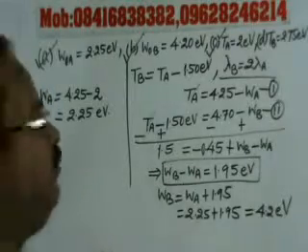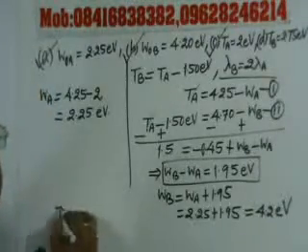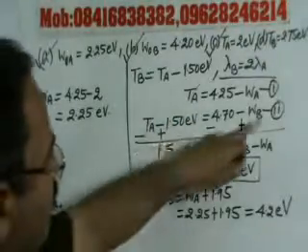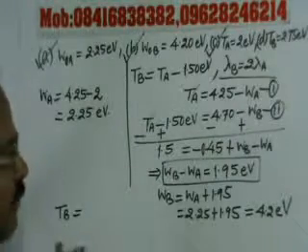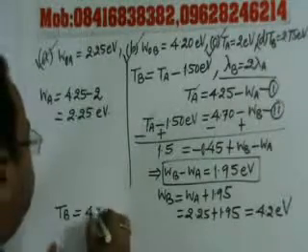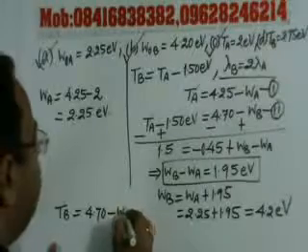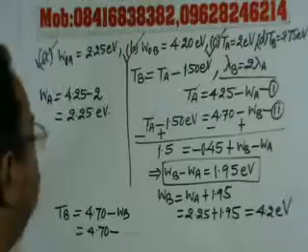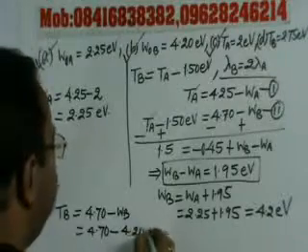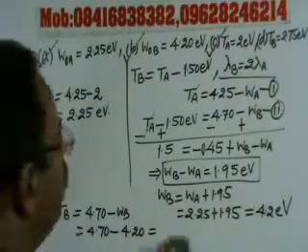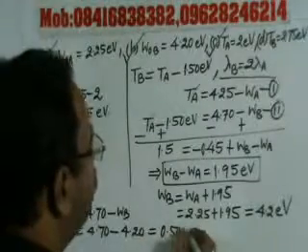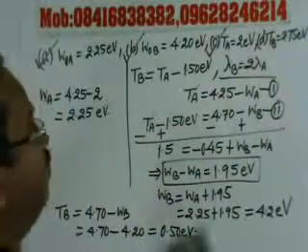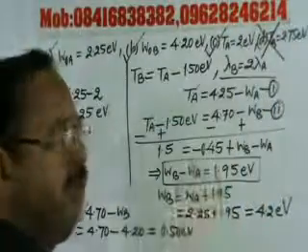And similarly, if we calculate this Tb, this Tb will be equal to 4.70 minus Wb, which is 4.70 minus 4.20. So this will be equal to 0.50 electron volt, and not 2.75 electron volt. So therefore this option D will be wrong.